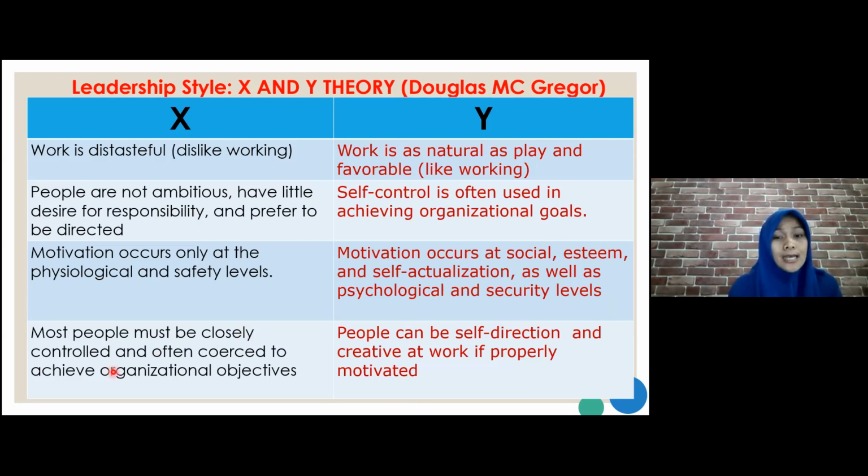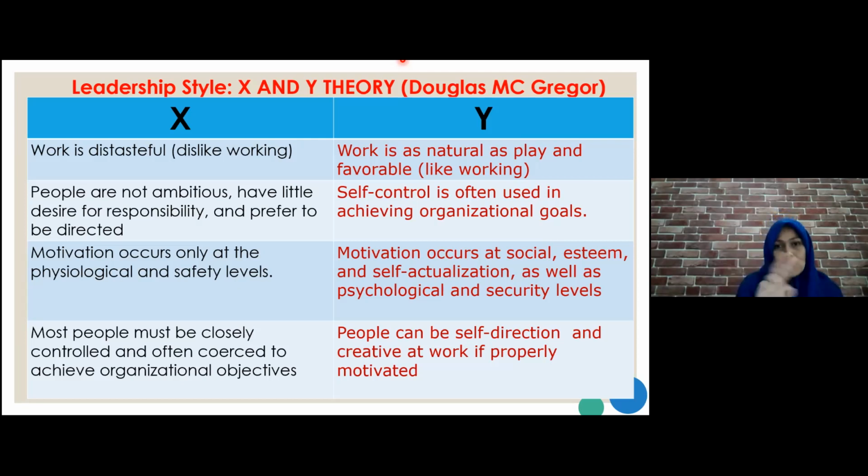And the last one: the X theory thinks that most people must be closely controlled, so the boss should control and observe them, and often pressure them to achieve the organizational objectives. That's the X perception. But in the Y worker's perception, people can be self-directed and creative at work if properly motivated. The worker thinks, I will be a creative worker if my boss motivates and facilitates me, and I can be so creative in doing all my jobs.